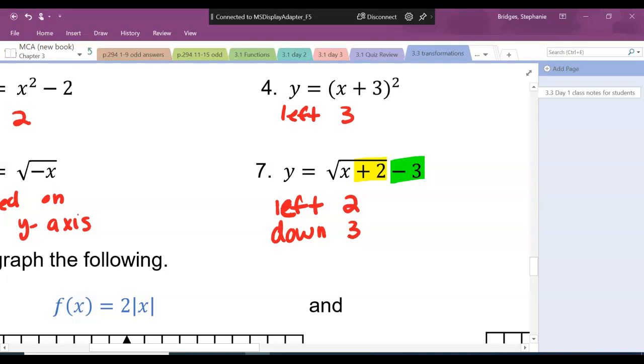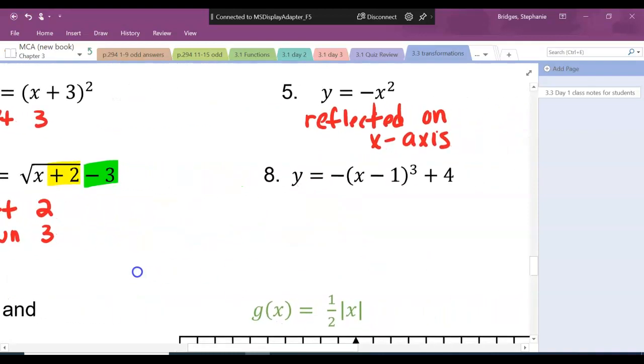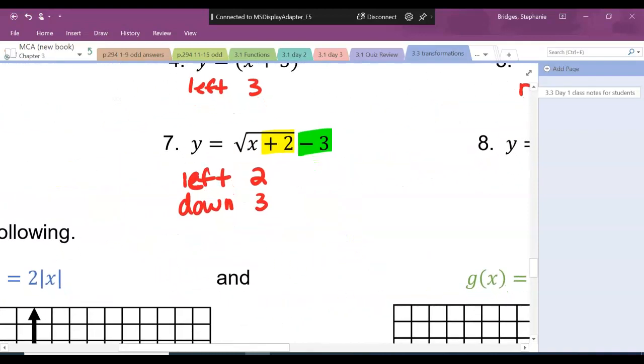Okay, try number 8. This one has three transformations. So 3 different things happen to it. Break it down piece by piece. Do I have something outside of the function moving it up or down? Do I have something inside of my function moving it left or right? And then do I have a negative outside reflecting on the x or a negative inside reflecting on the y?